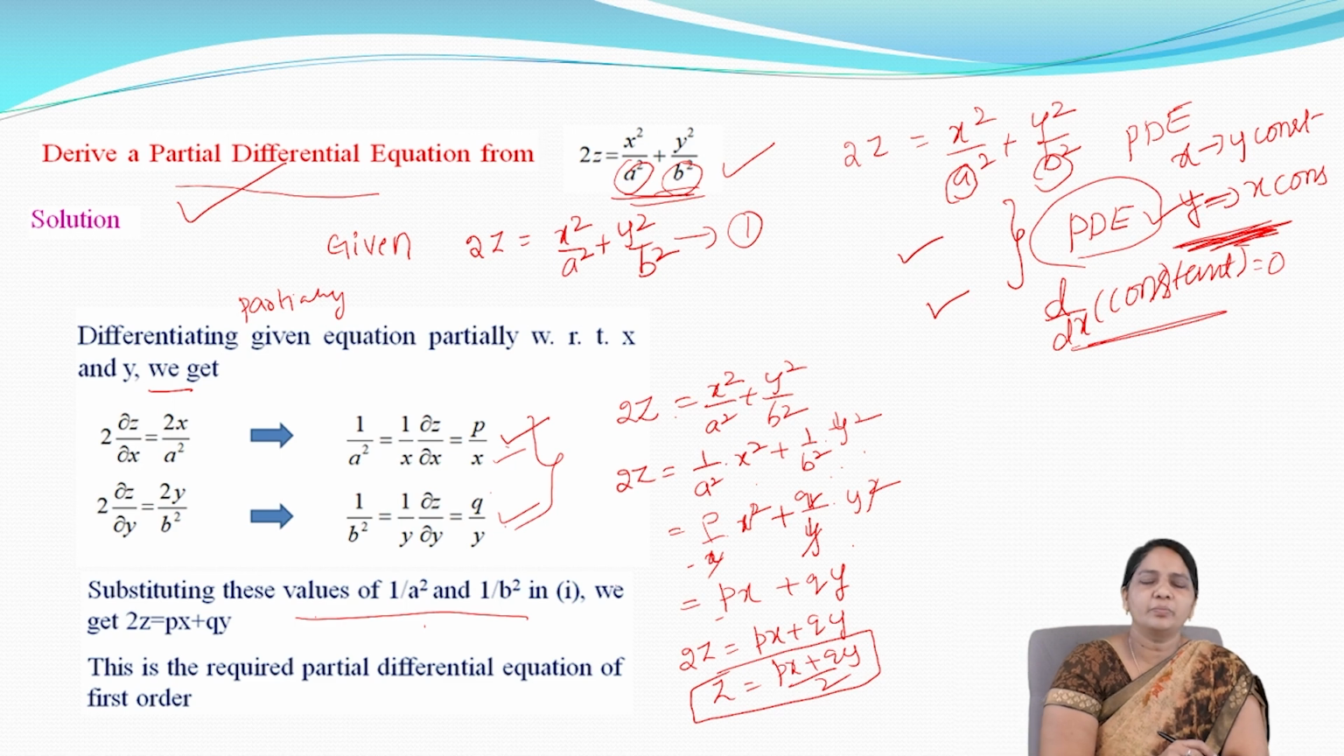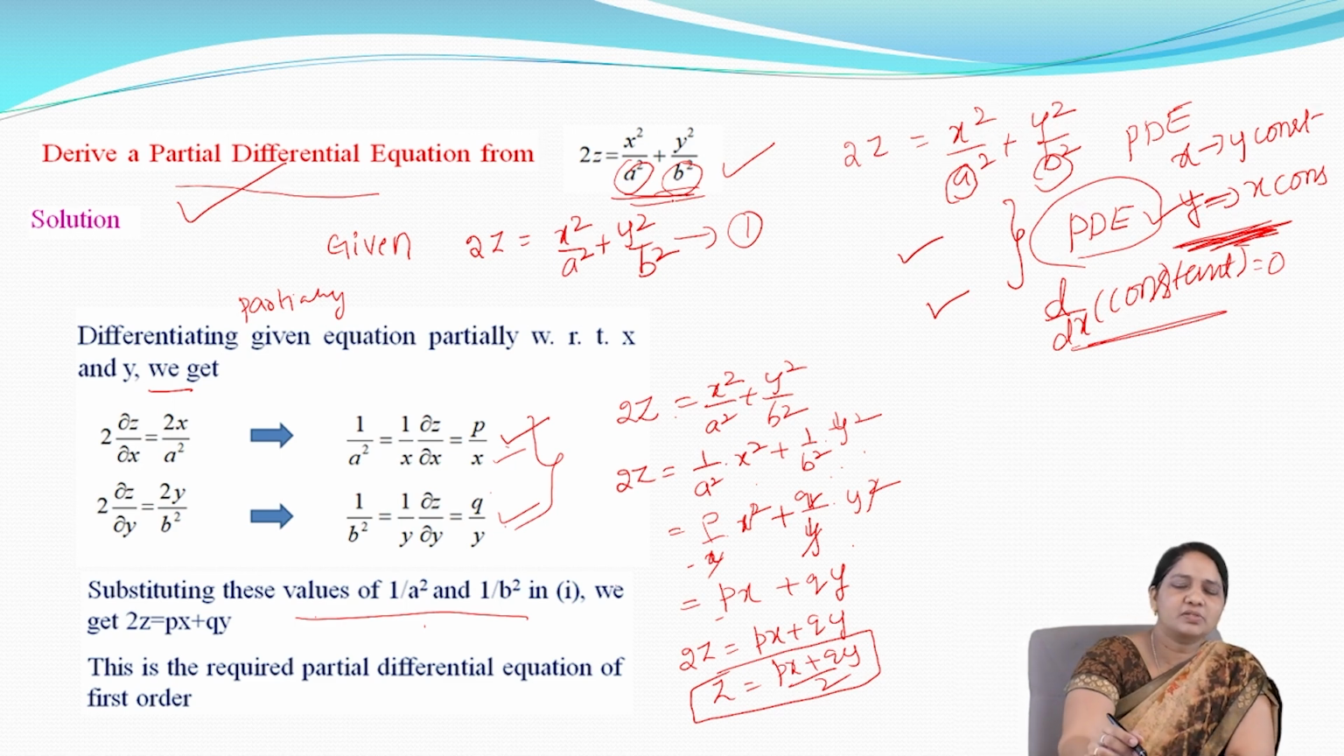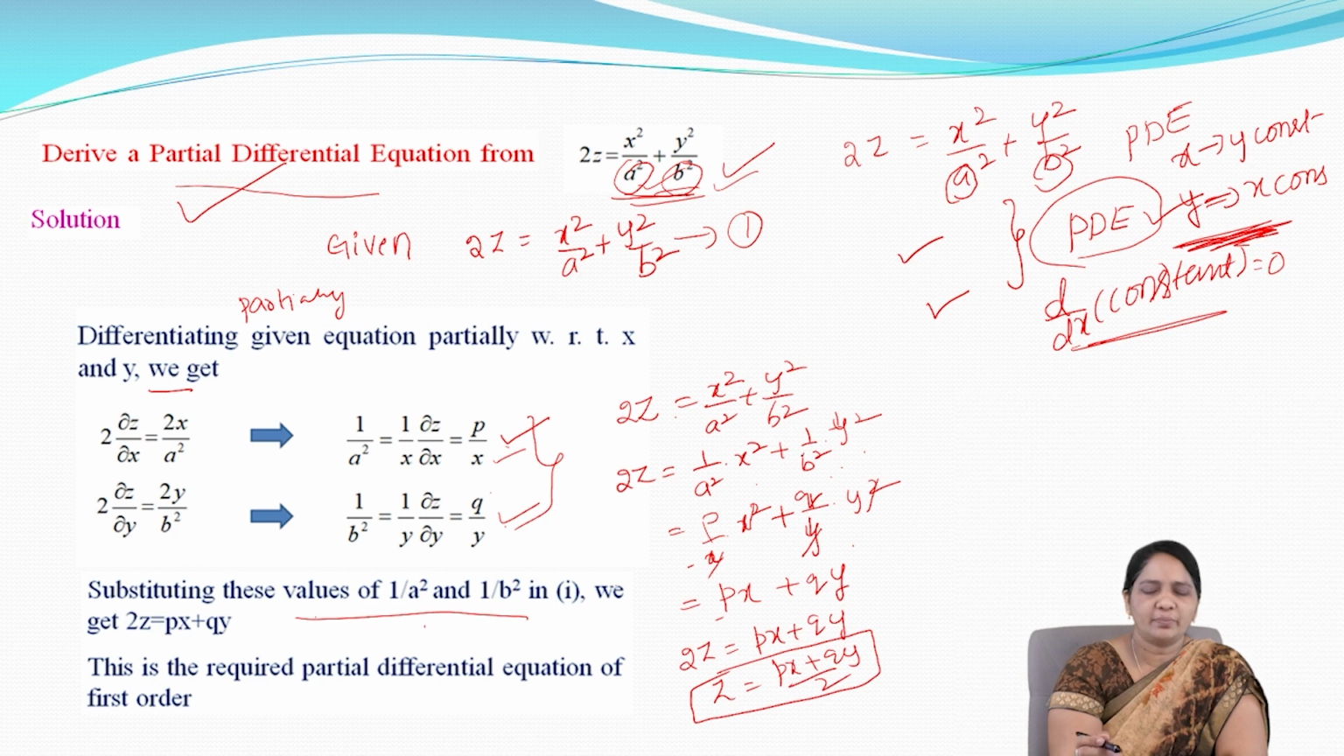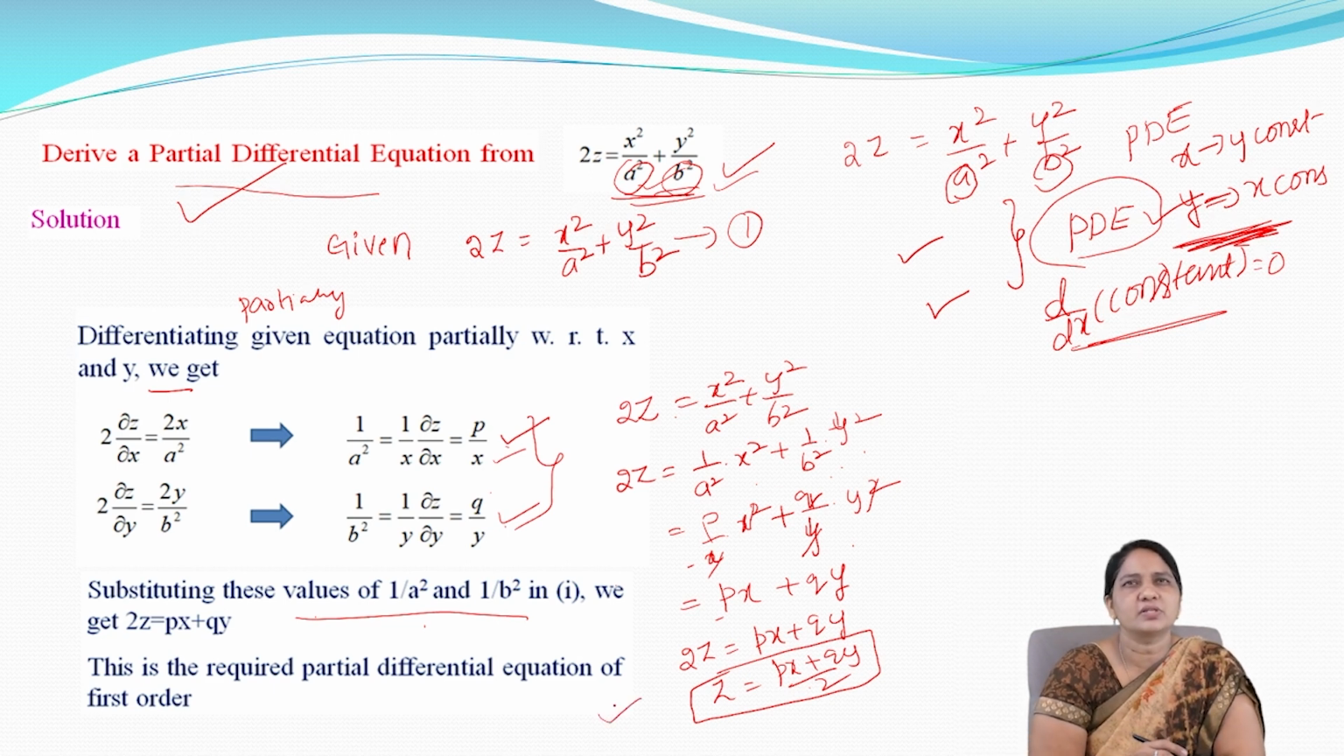So after eliminating the arbitrary constants, we can form the PDE. What are the arbitrary constants here? A and B. I already replaced the values 1 by a square and 1 by b square, so there are no arbitrary constants left in the equation. So finally our partial differential equation is z equal to (px plus qy) by 2. This is our required partial differential equation.